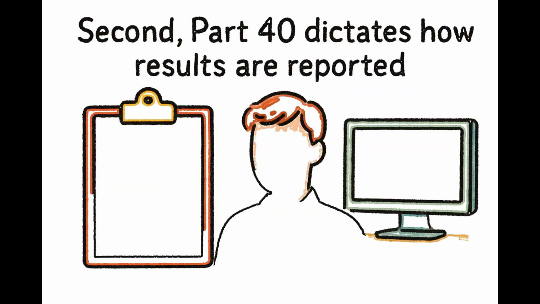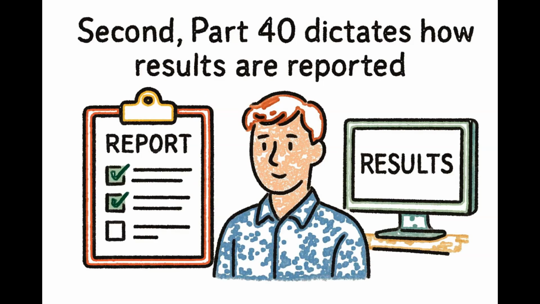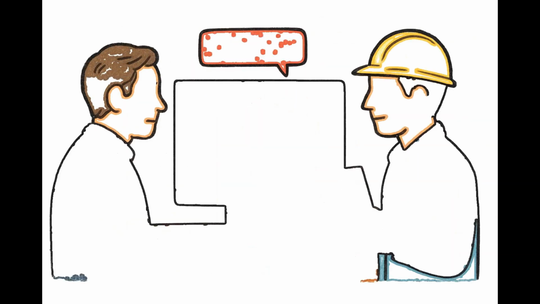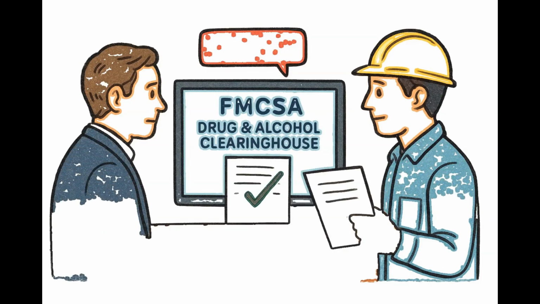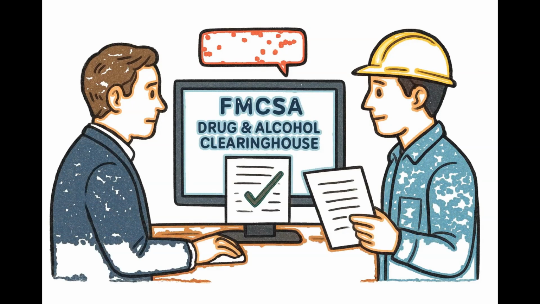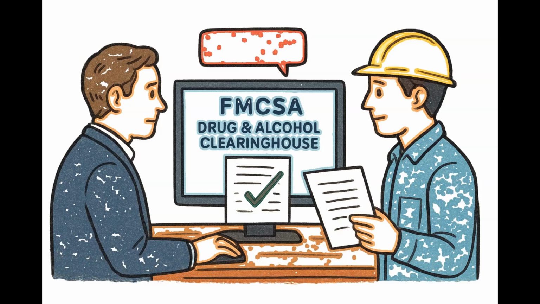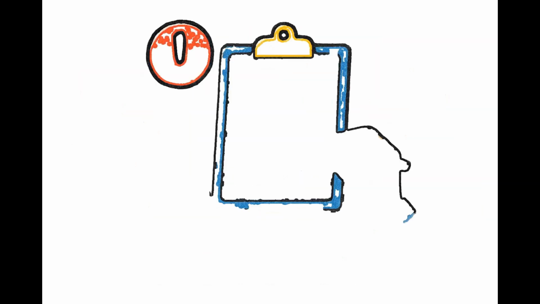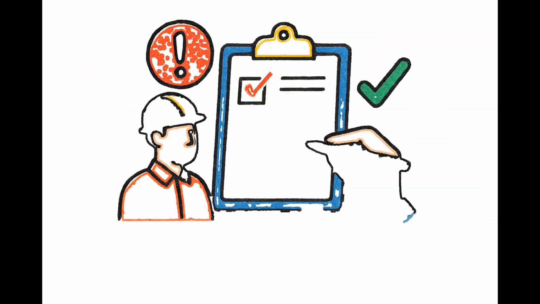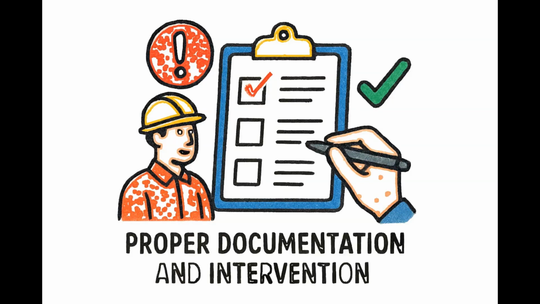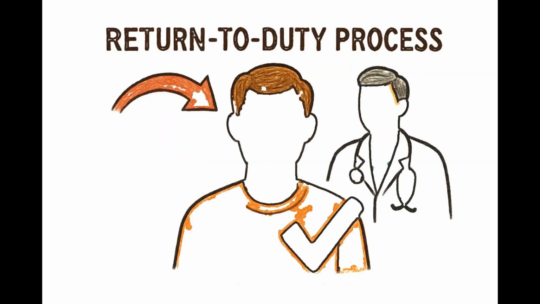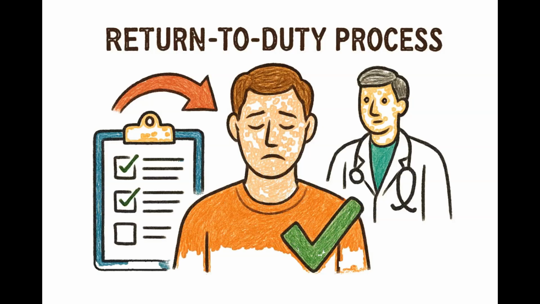Second, Part 40 dictates how results are reported. It establishes the formal process for how test results are communicated to employers and, as of January 2020, to the FMCSA Drug and Alcohol Clearinghouse. This system ensures that any violations are properly documented and that drivers who have an issue get the appropriate intervention they need. And third, it outlines the return to duty process.